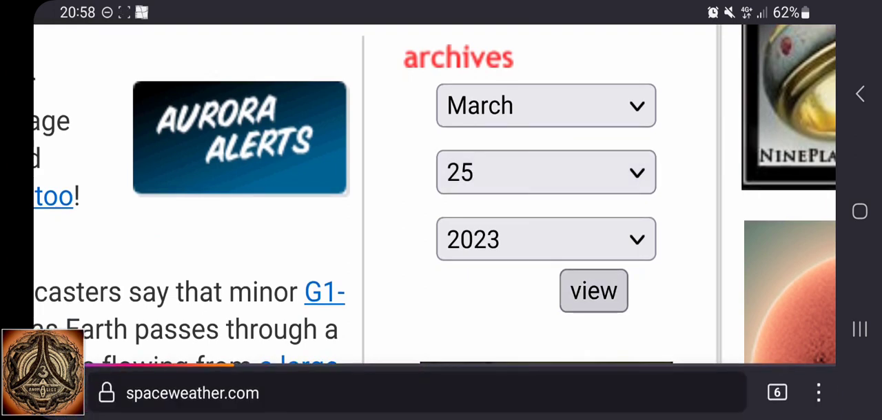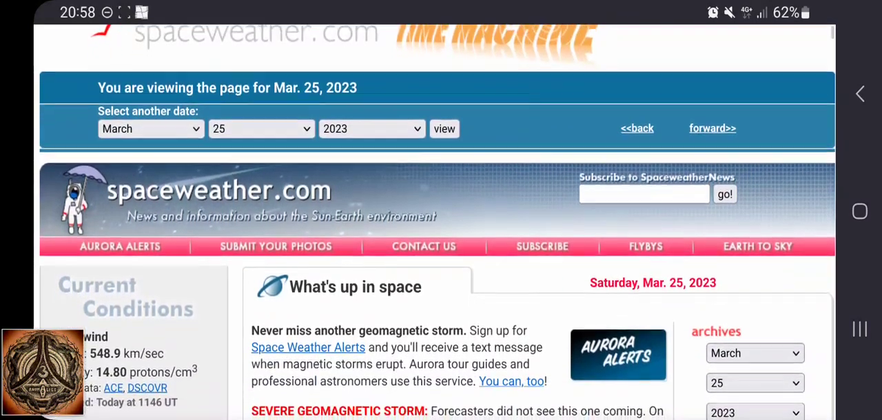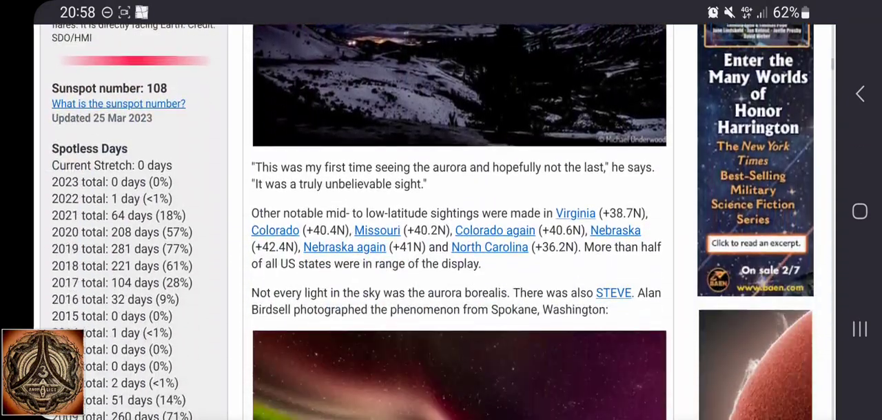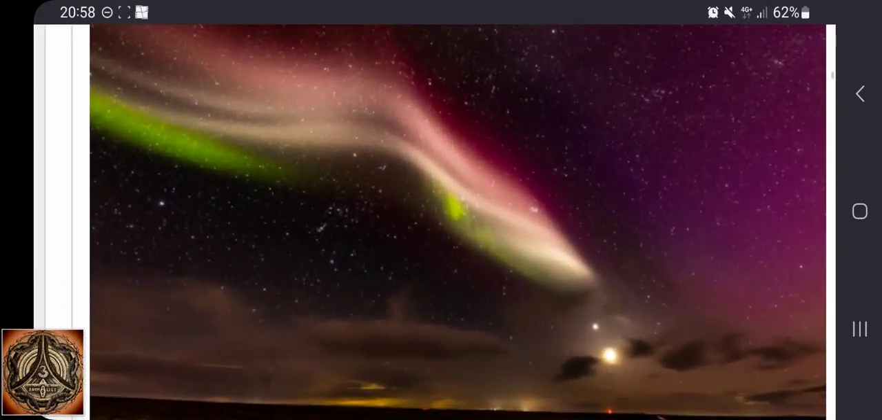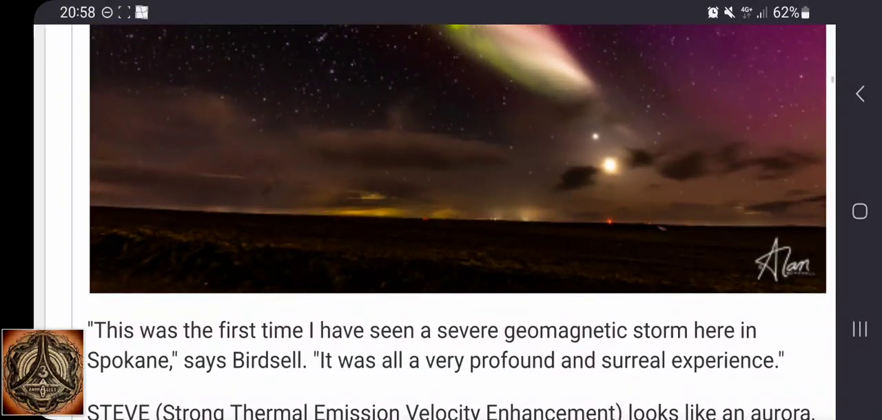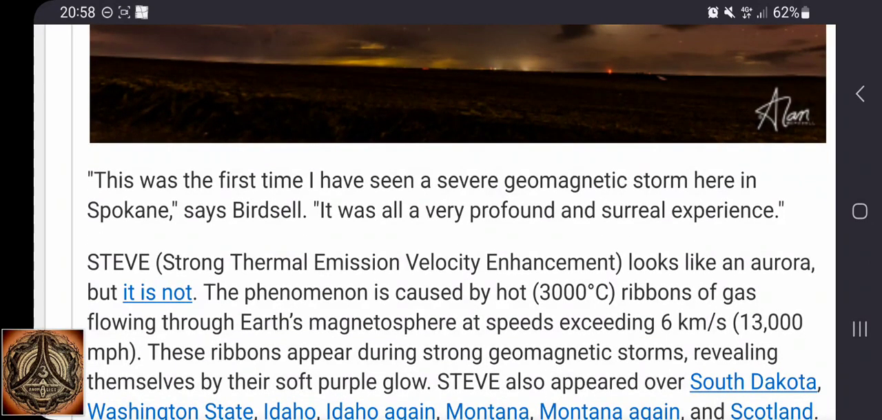25th view. Severe geomagnetic storm. Here we have Steve. And it says, "This was the first time I have seen a severe geomagnetic storm here in Spokane," says Burchell. "It was all very profound and a surreal experience." Steve, strong thermal emission velocity enhancement. Looks like an aurora, but it is not.